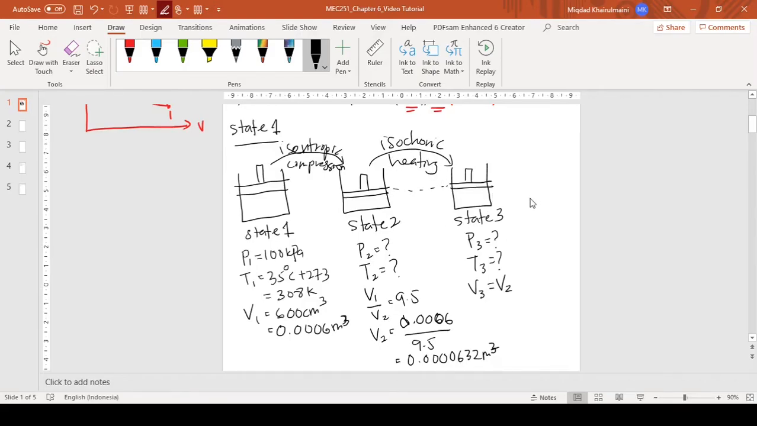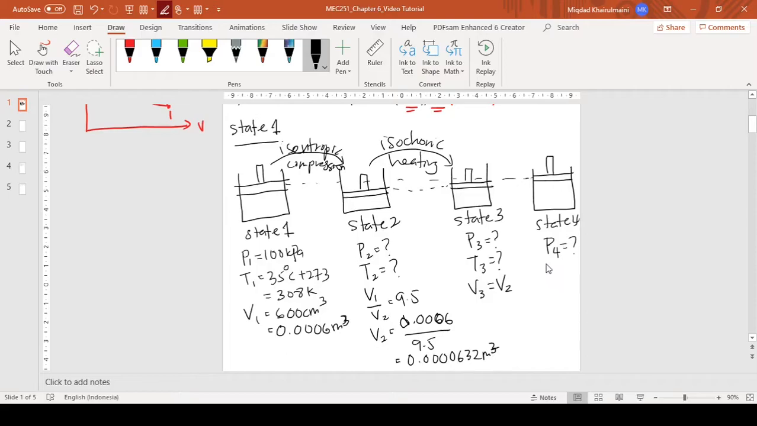And then we have the third process, which is the isentropic expansion, so the piston rises back. The position of the piston at state 4 has to be the same as the position at state 1, because from state 4 to state 1 will be the constant volume heat rejection, isochoric heat rejection. That is why the position of the piston has to be the same. But the pressure, we don't know it first.